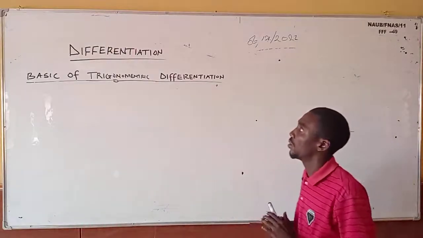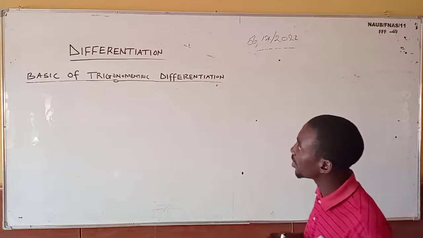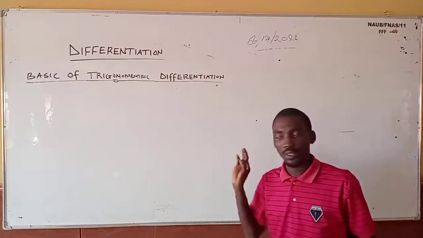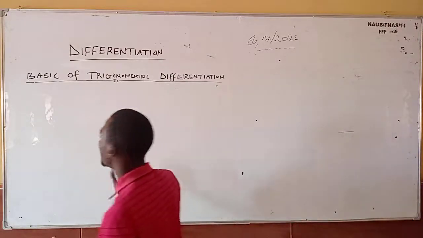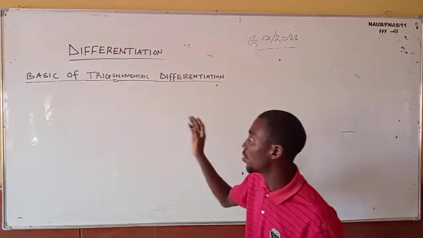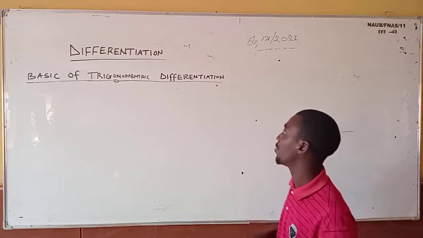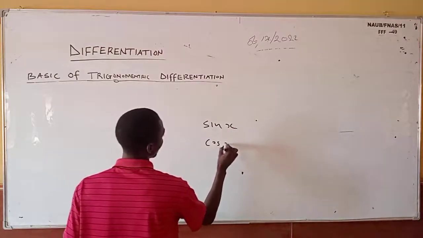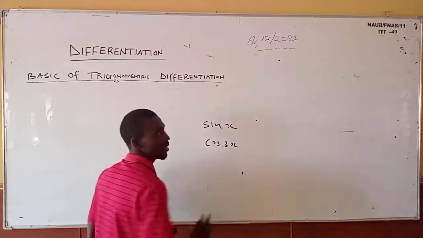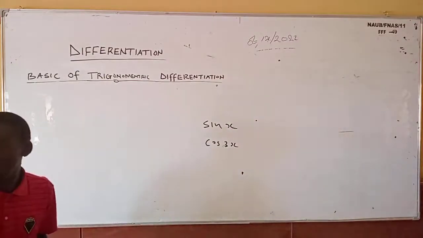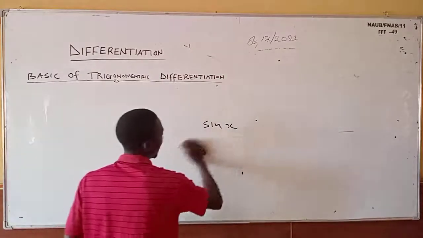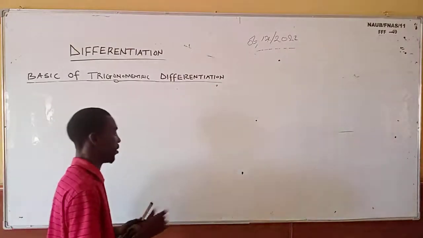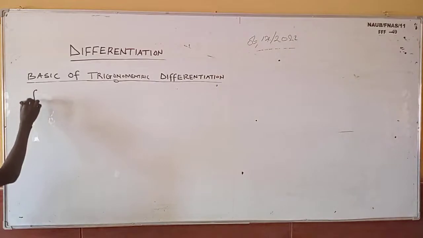Today's class we'll be looking at the basis of trigonometry differentiation, because under differentiation we cannot do without trigonometry functions like sine s, cos 3s. How can we differentiate all this? So that's what we want to look at now. Please, I urge us to follow closely, because I'll be giving us some tricks on how to do this. Okay, so let's start with f of s.